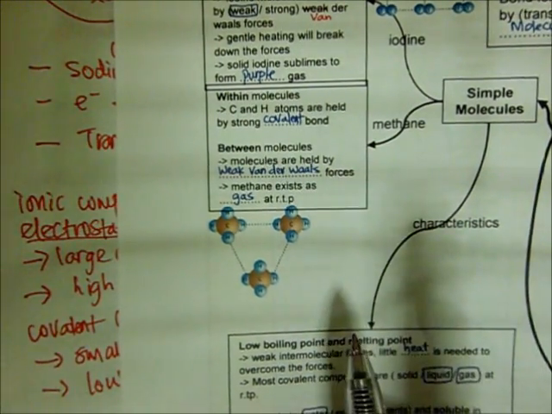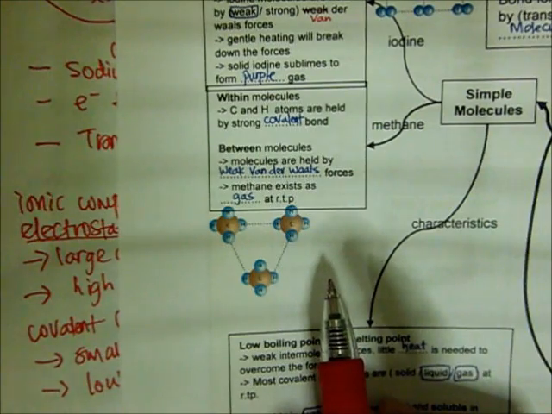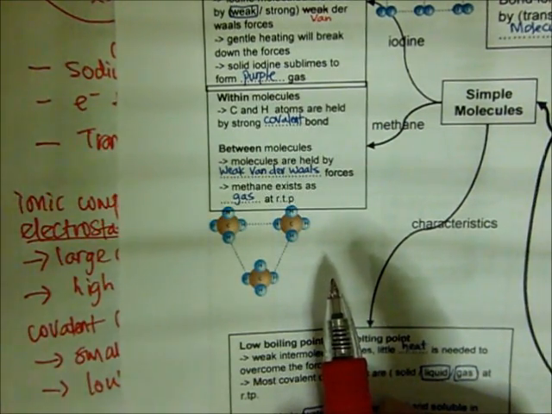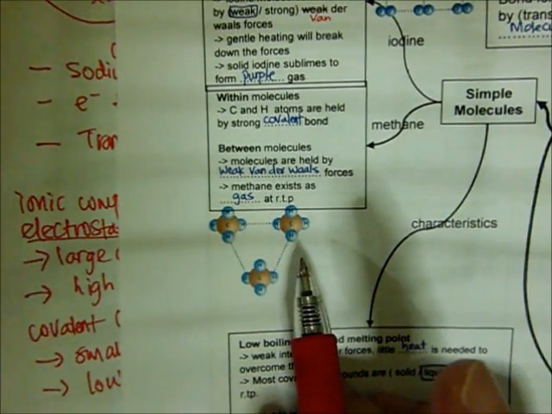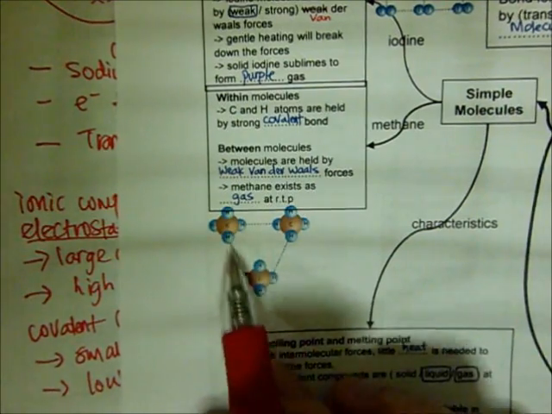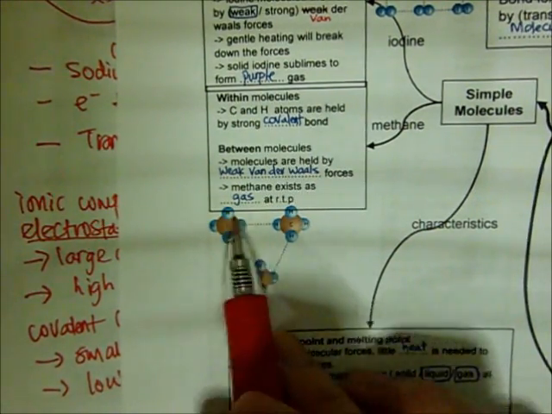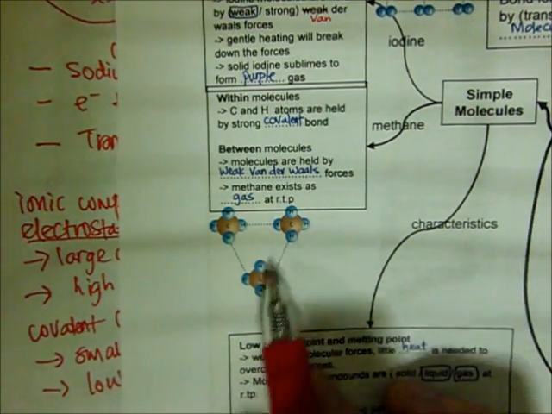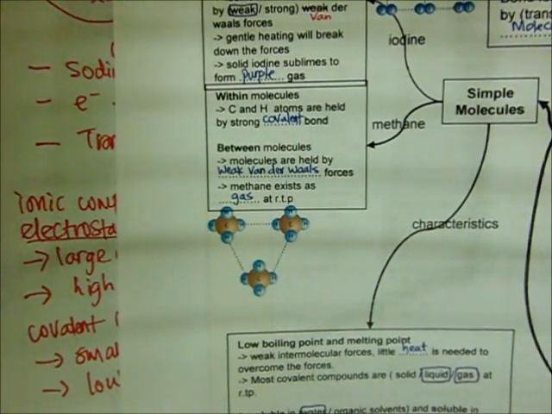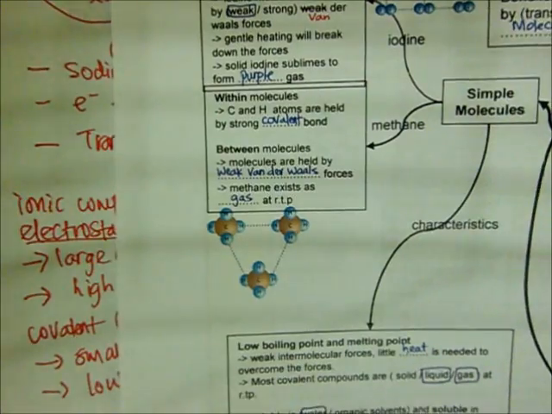Okay, so do not say covalent bond is very weak and hence it has low boiling point. That is wrong, because what determines the boiling point of covalent compound is the intermolecular forces. For simple molecules, what determines the low boiling point basically is the intermolecular forces, which is very weak. Okay.